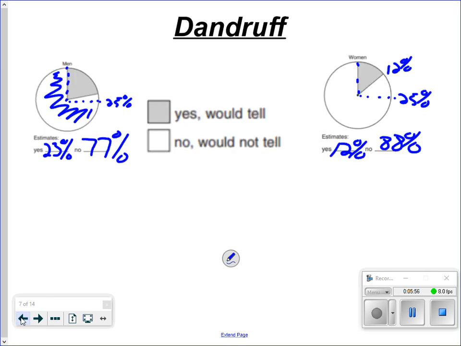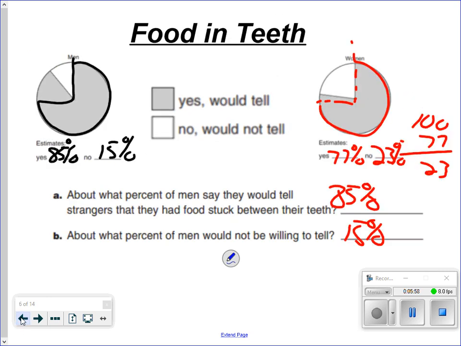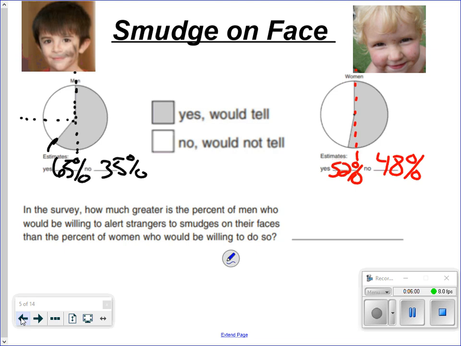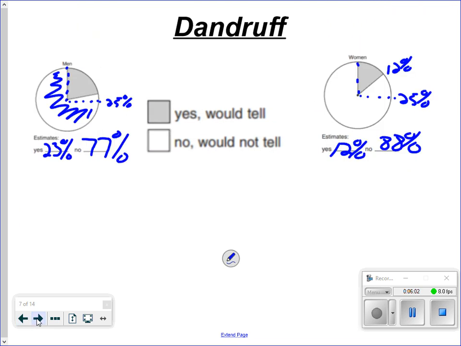I'm pretty sure that men would. Take a look at all these surveys. Men's yes were a lot higher than women.